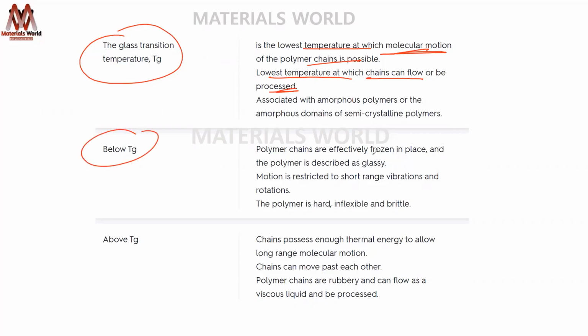Below Tg, it's frozen. Chains are effectively frozen, and the polymer is described as glassy. Motion is restricted to short range vibration and rotation. There is only rotation and vibration, and no segmental motion.